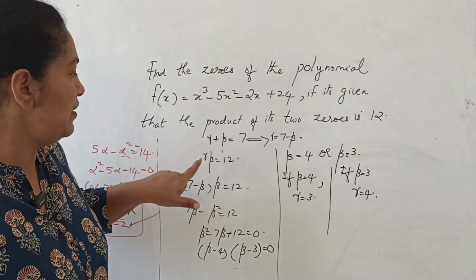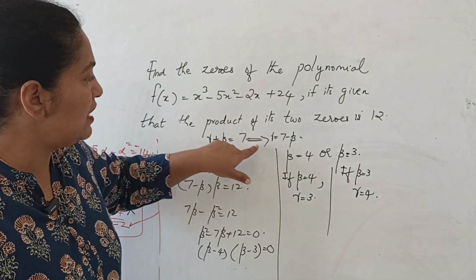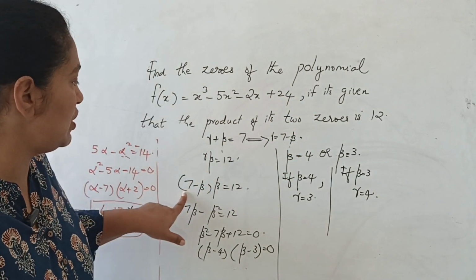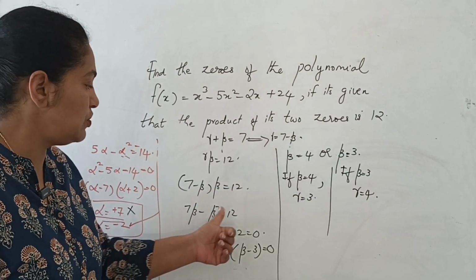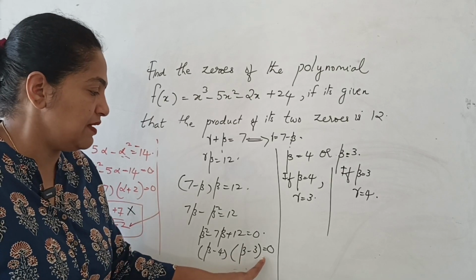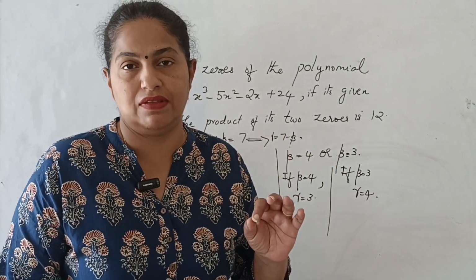Gamma plus beta is 7. Gamma into beta is 12. We know gamma plus beta is 7 gives us gamma is 7 minus beta, which I can substitute in this particular equation, giving 7 minus beta into beta is 12. I open the bracket in order to get a quadratic equation. I am getting beta minus 4 into beta minus 3 is 0, for which I get beta is equal to 4 or beta is equal to 3.